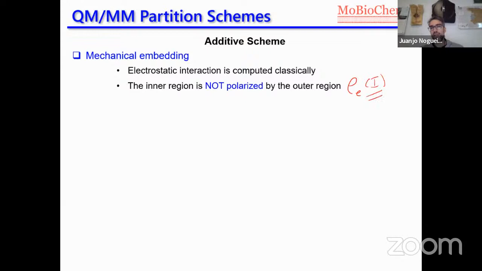Okay, so this is the equation we use. This is just the Coulombic equation. And here we have the charges from our force field, okay? For example, the atom I belongs to the inner region, the atom J belongs to the outer region, for example, okay? And this is the classical equation for the electrostatic interactions. Nobody, or let's say almost nobody, uses nowadays mechanical embedding, because, as we said, the quantum mechanical region is not polarized by the environment, so it's not feeling the presence of the environment, okay?